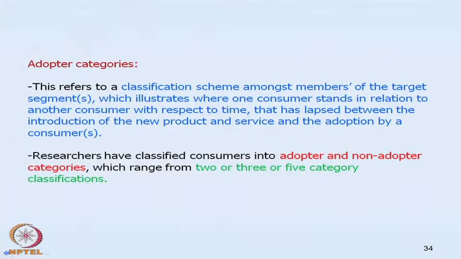So, there will be some consumers who will very quickly go in and adopt a new product. There will be some consumers or some people who will take a lot of time to actually finally purchase a particular product which has been in the market for a long time. So, depending upon where a consumer stands in relation to another consumer with respect to time that has lapsed between the introduction of the new product and the final adoption, we can classify consumers as adopters and as non-adopters, and within adopters also we can have a category of adopters. So, we will talk about these adopter categories.